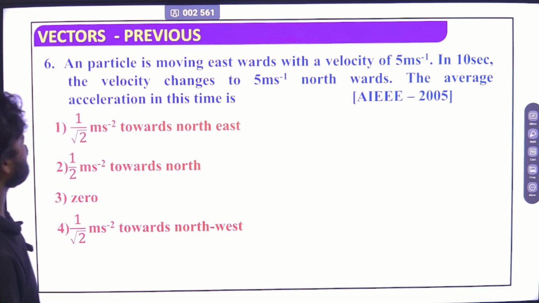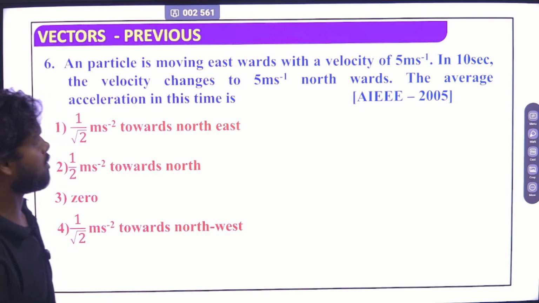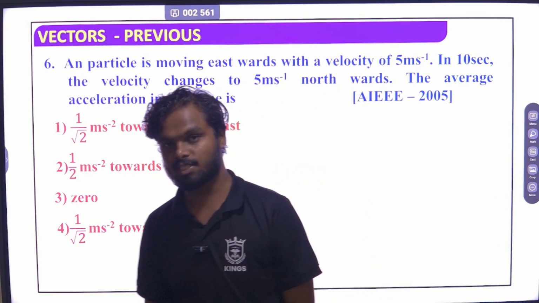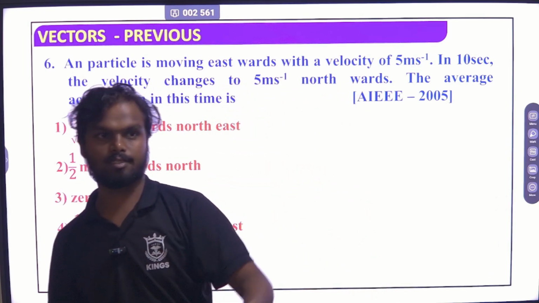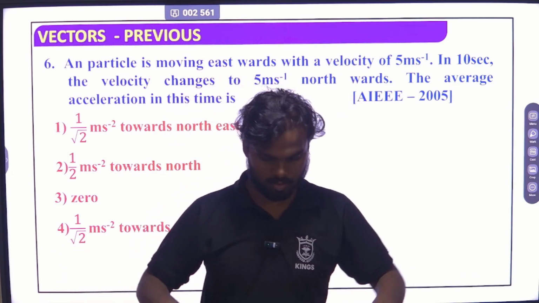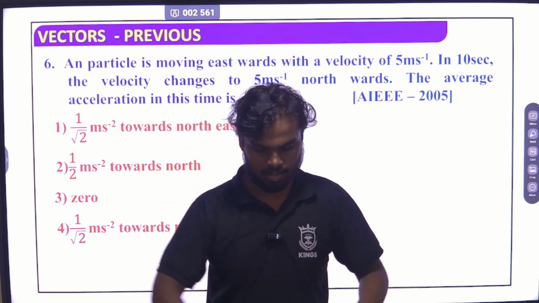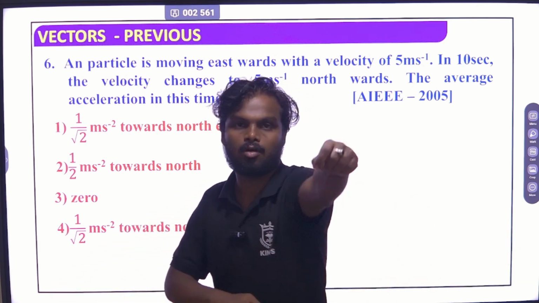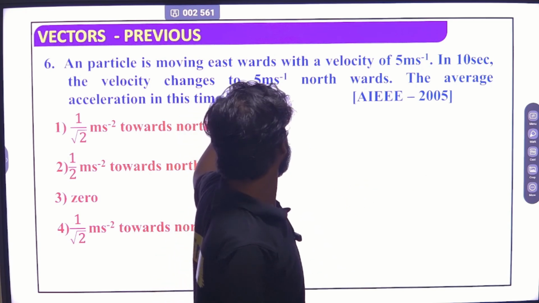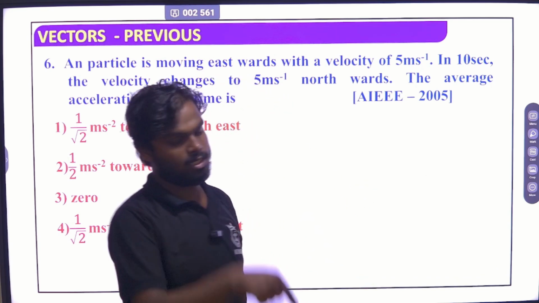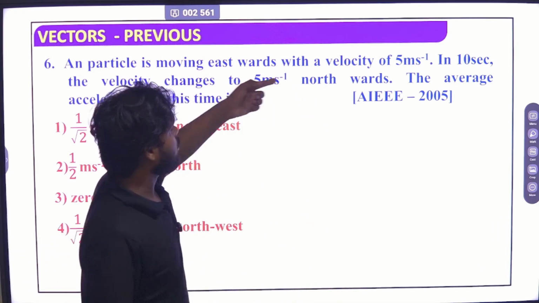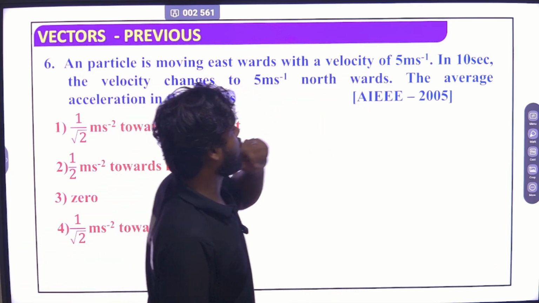A particle is moving eastward with a velocity of 5 meter per second. Eastward, what do you mean by eastward? First of all, you tell me. See, this is my east, this is my west, and this is north, south. Suppose it is in the horizontal plane, east, west, north, south. Clear? Now it is saying eastward means it is moving at 5 meter per second in this direction.